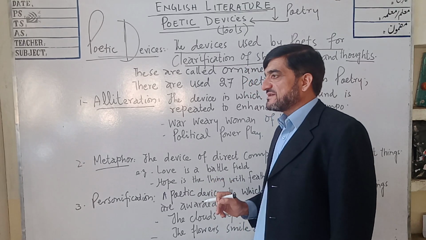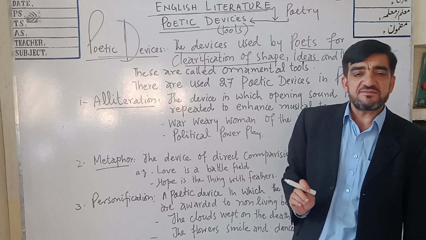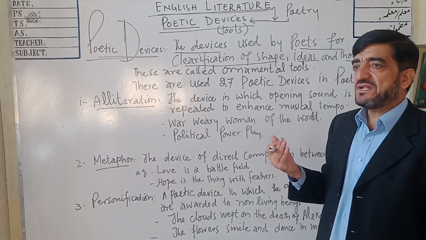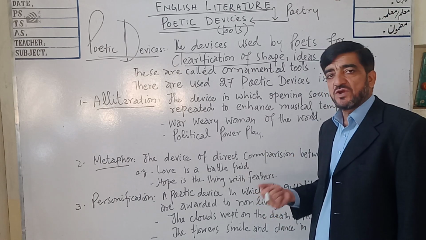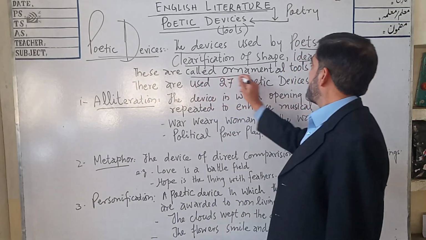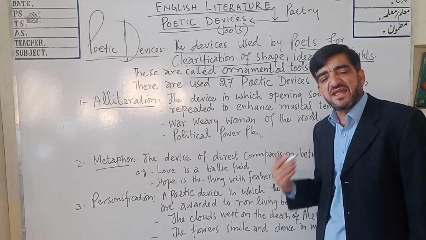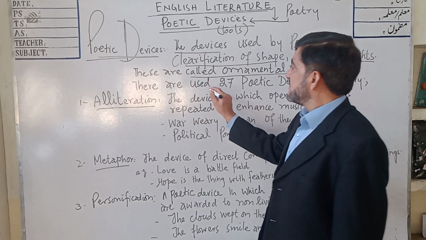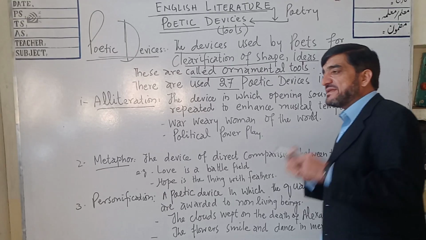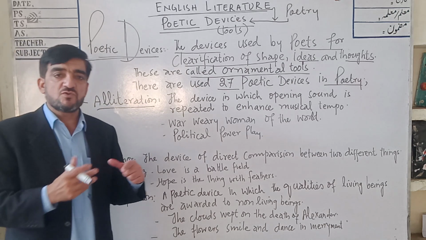Ideas, thoughts, concepts are abstract in nature, and these abstract ideas are properly understood by the learners when the poetic devices are used by the poet to elaborate and explain them. These are called ornamental tools. Ornamental tools means beautification tools, enhancement tools. There are 27 poetic devices used in poetry, and every type of poetry has the application and use of poetic devices according to its nature.